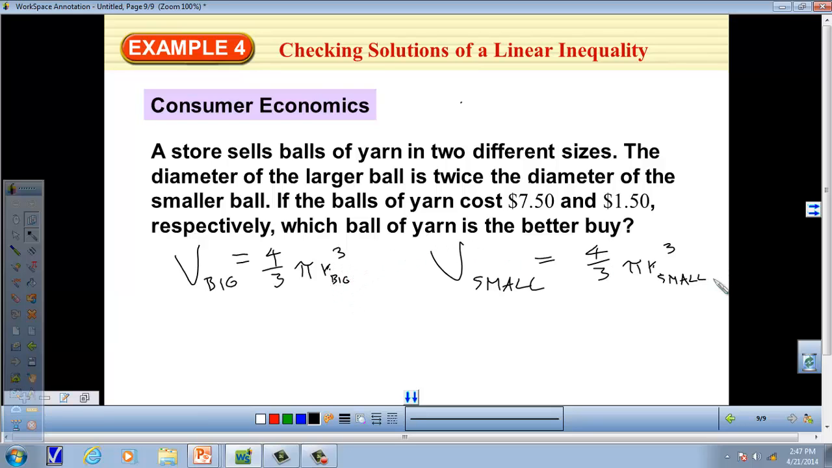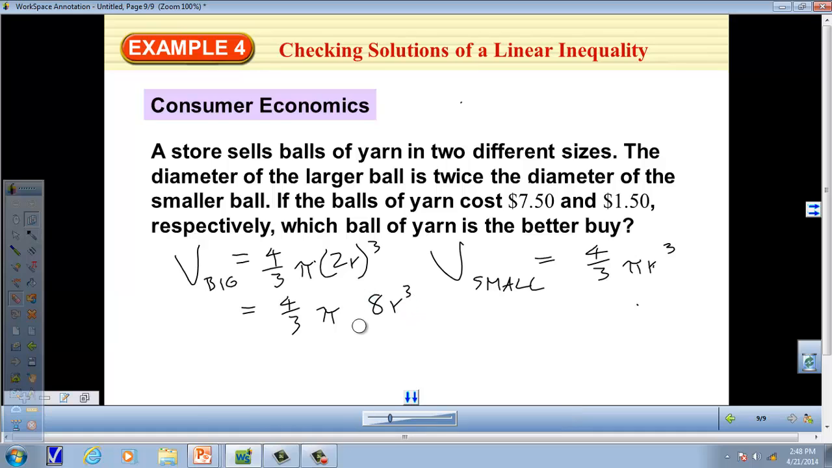So let's do that. Let's go ahead and say for this one it would be 2r. Or I'm sorry, yes, cubed. So if we do that, this would actually be 4/3 pi, and this would end up equaling 8r cubed. So my final here would be 32/3 pi r cubed.